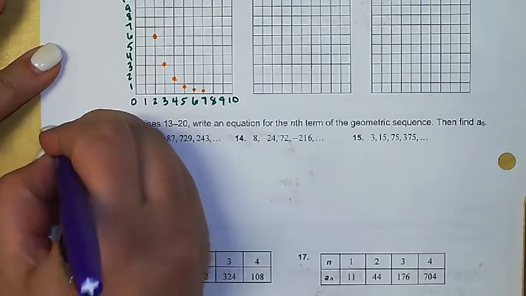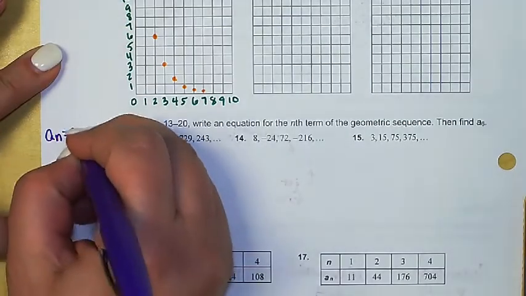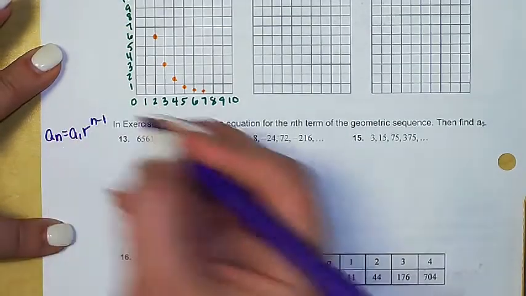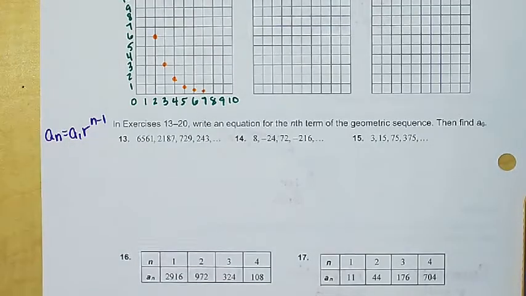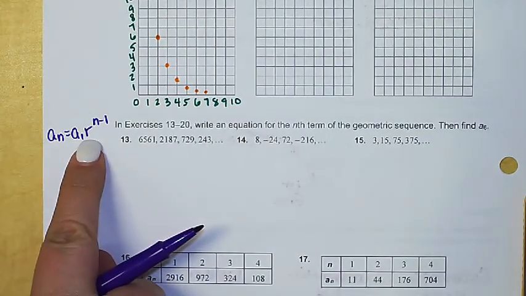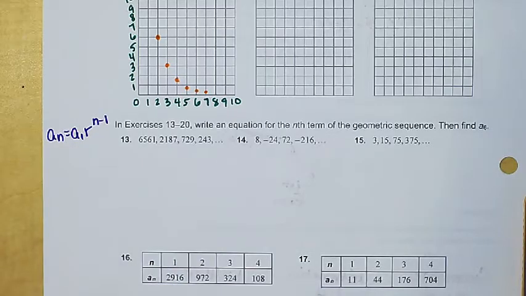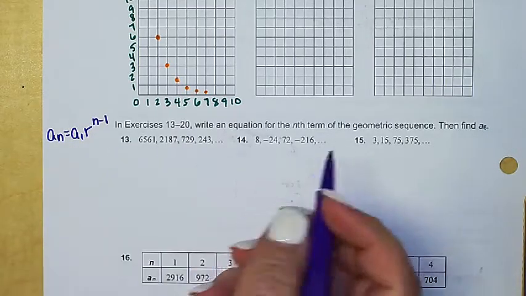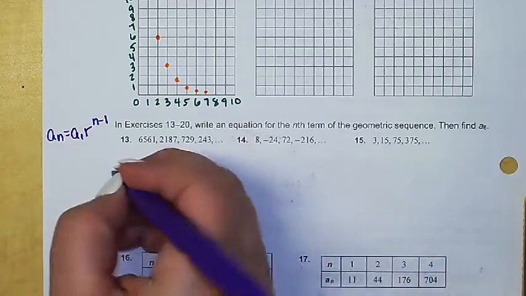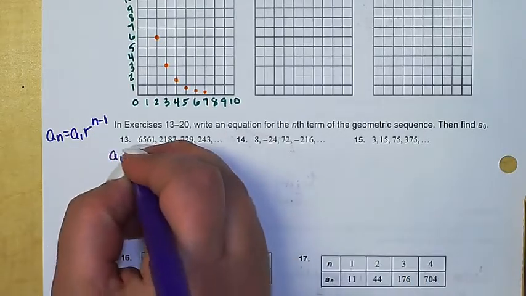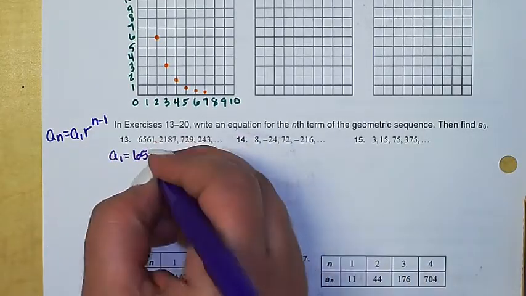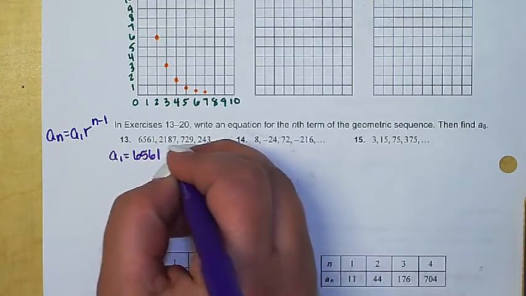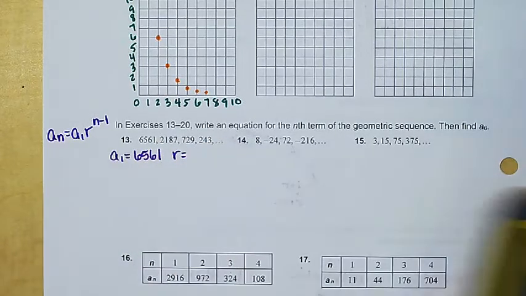This is our formula for the nth term of a geometric sequence. It looks like this. As long as I have the first term and the common ratio, that's the only ingredients I need. So if we're going to do this for number 13, let's take a look. We know that the first term in the sequence is 6,561. And then the other ingredient that I need is a common ratio.